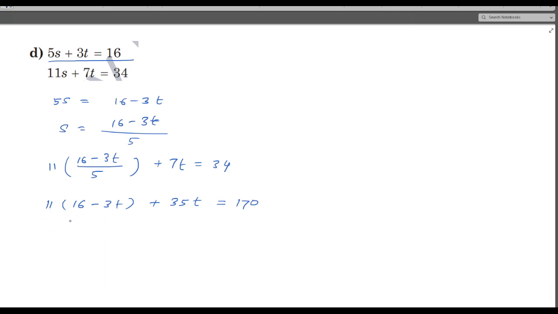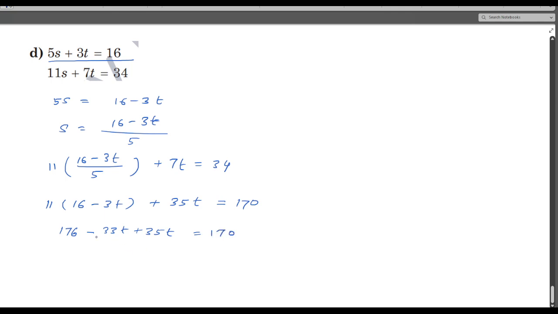And I will use the distribution property. I will open the bracket, so 11 times 6 is 66, 11 times 1 is 11, 11 plus 6 is 17, so 176 minus 11 times 3 is 33t plus 35t is equal to 170. Now minus 33t plus 35t is 2t, is equal to 170 minus 176. So your t is minus 6 divided by 2, which is minus 3. Okay, so the value of t we received is minus 3.